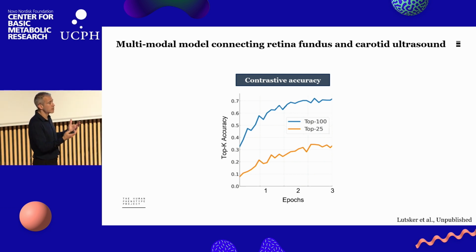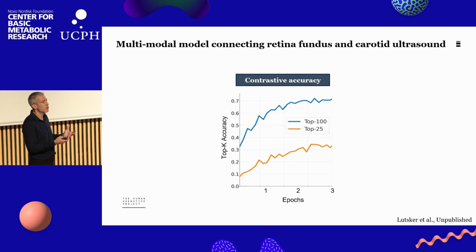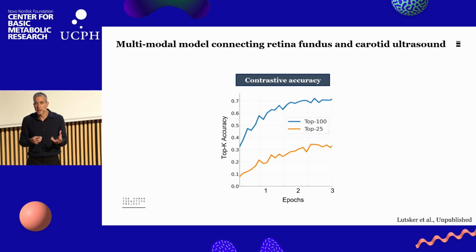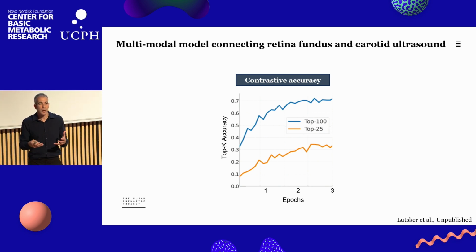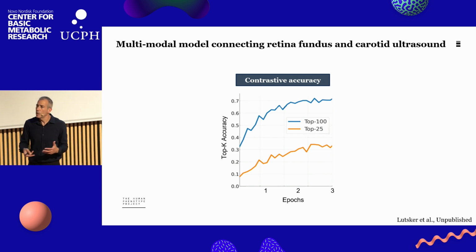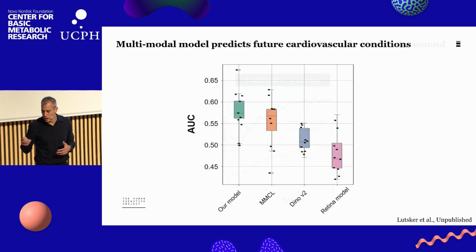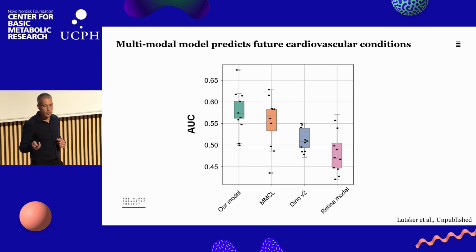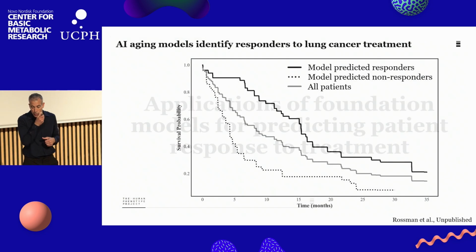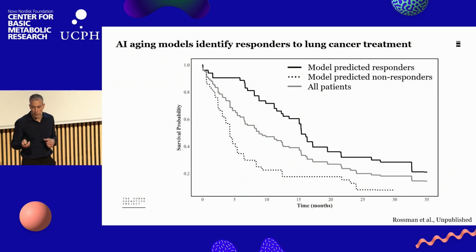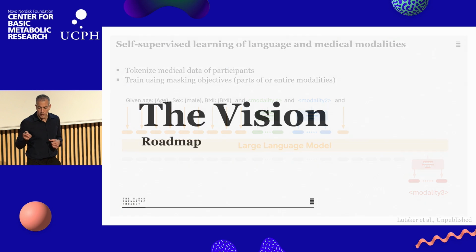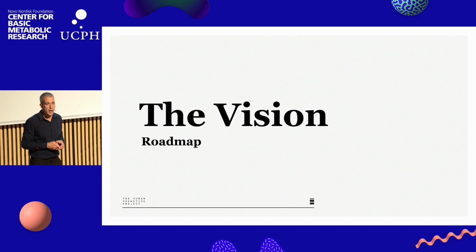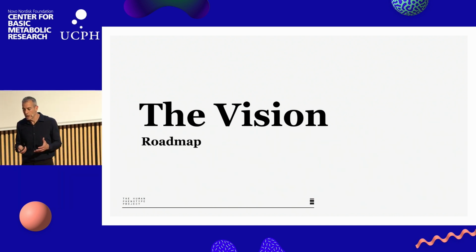So this is something that probably you can't see, and what the model is doing is probably picking up on some particular patterns in that person and somehow aligning those. So the idea is that these types of representations could be useful for many downstream tasks. We show that it helps us to predict future cardiovascular events, and also to predict responders and non-responders in clinical trials.